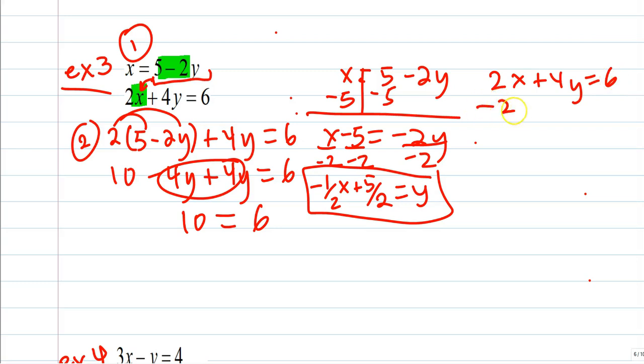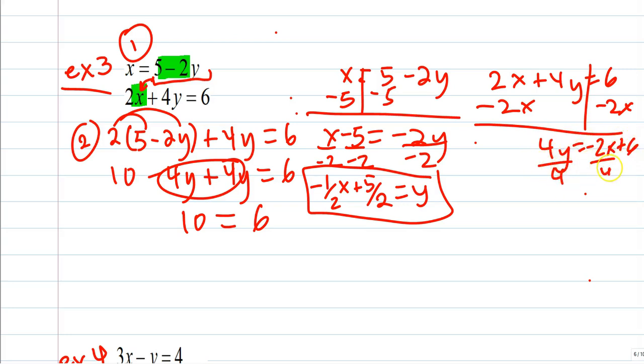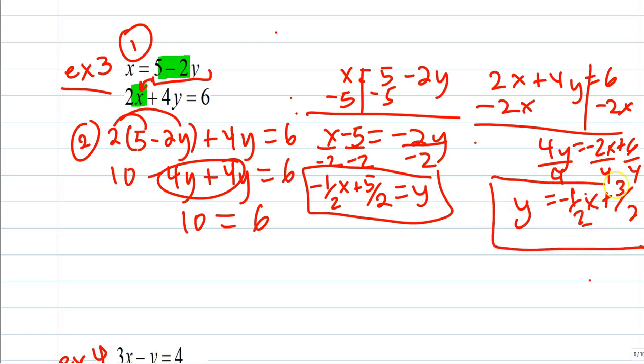If I solve that for y, 4y is equal to negative 2x plus 6. Reducing that, I get negative 1 half x plus another fraction, 3 halves. I'm hoping you don't have to graph these to see what our solution is.